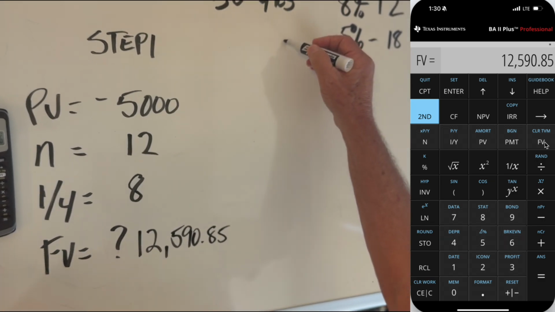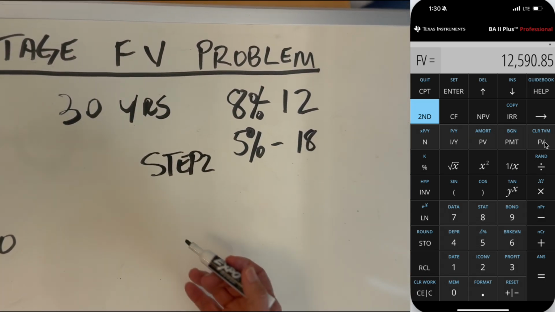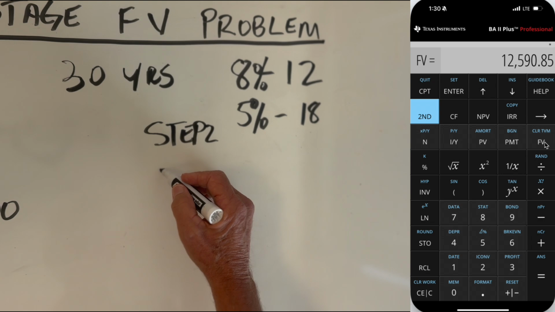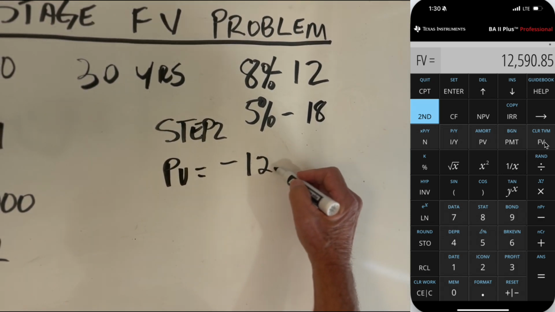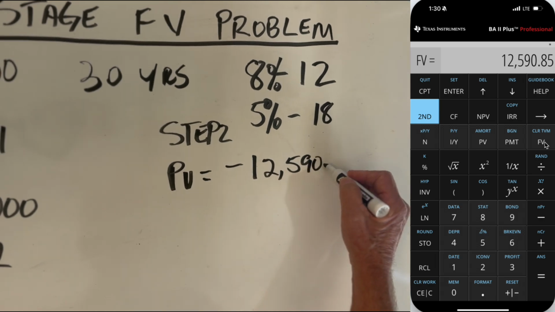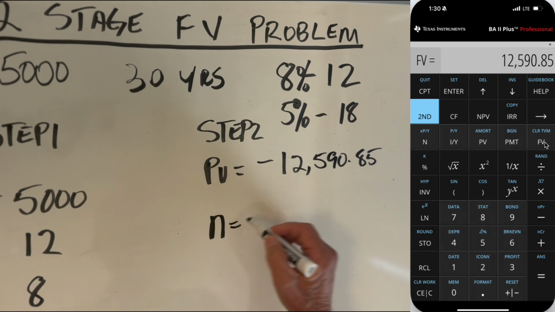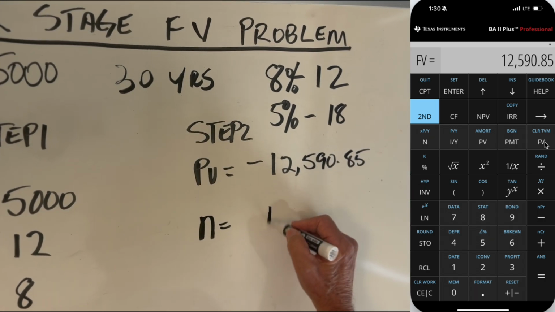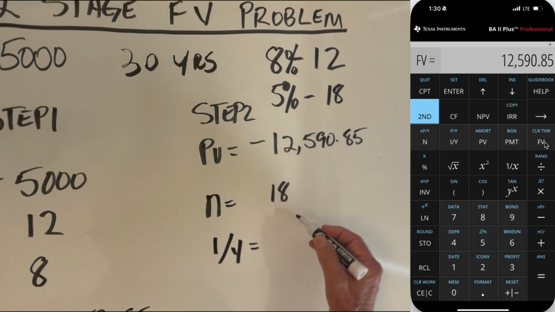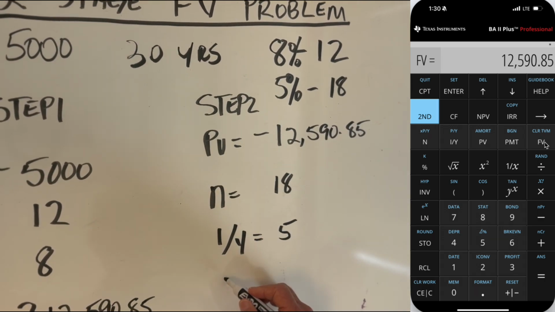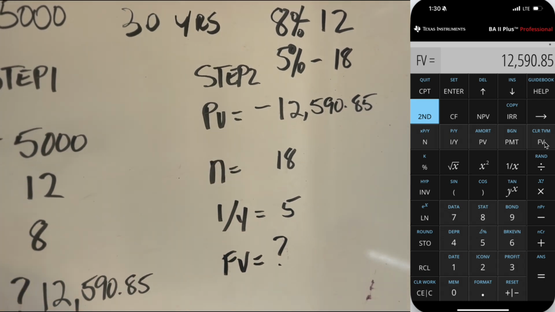Now let's go to step two. So step two, I still write my data. Now this becomes your present value, right? This is the next step. The present value is your $12,590.85. Your N is 18 years, and your IY is 5%. And we want to calculate what the future value of that overall investment is, okay?